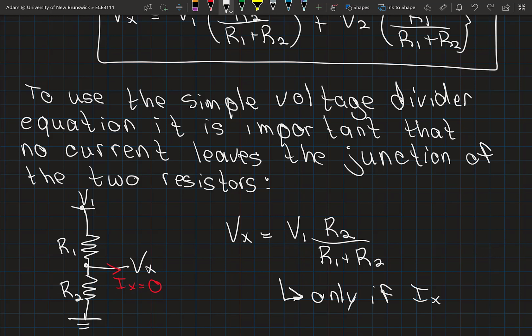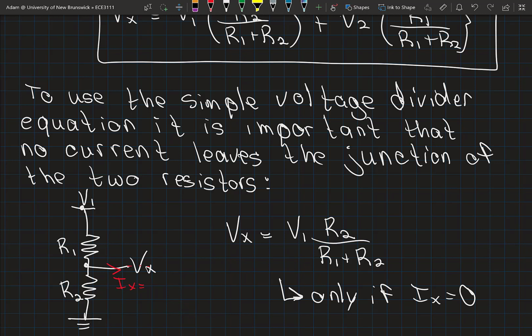Okay, so the above equation is only true if Ix equals 0. If Ix isn't equal to 0, let's say Ix is equal to something, it means that there must be some additional resistance or additional load out here that's resulting in this current flow, and that changes the voltage divider. The voltage Vx is no longer just appearing across Rx, it's appearing across Rx in parallel with some additional resistance.